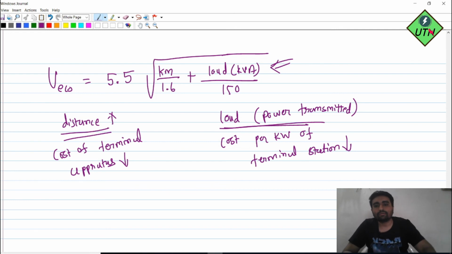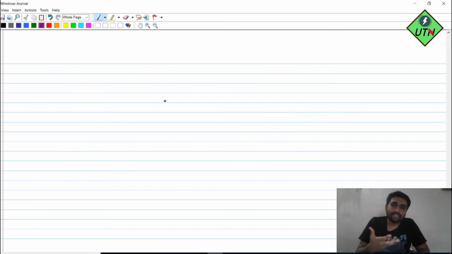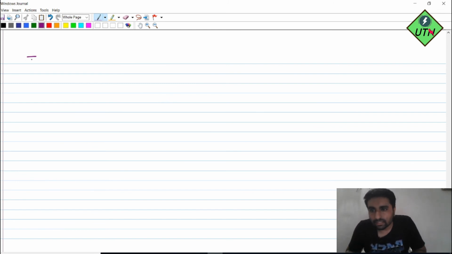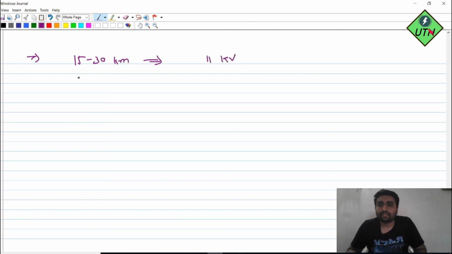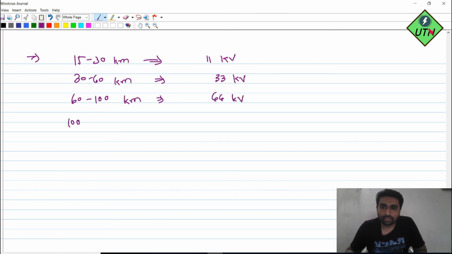Similarly, generally the voltages adopted for transmission in India are: for 15 to 30 kilometers, the transmission voltage is 11 kV. For 30 to 60 kilometers, it is 33 kV. For 60 to 100 kilometers, we prefer to transmit our power at 66 kV. For 100 to 200 kilometers, the preferable transmission voltage is 132 kV.